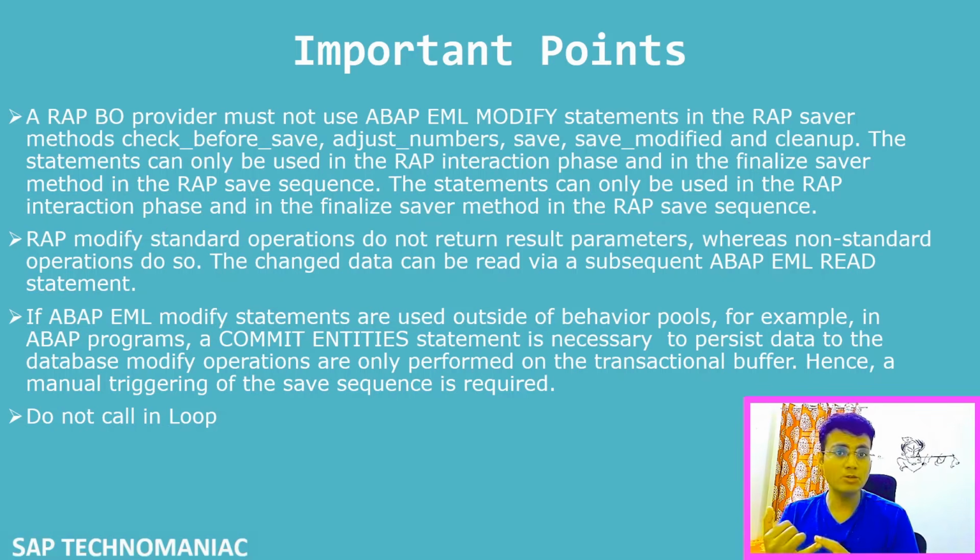Third, you should not use the modify statement inside a loop, because it updates the database. It's the same as a select inside a loop. You should not do that. And last but most important, you have to use the commit entities statement if you are calling your modify statement outside your behavior pool classes, in some other class or in some other BO entity. You have to make sure your changes are committed through commit entities.